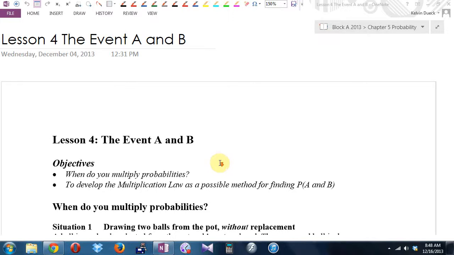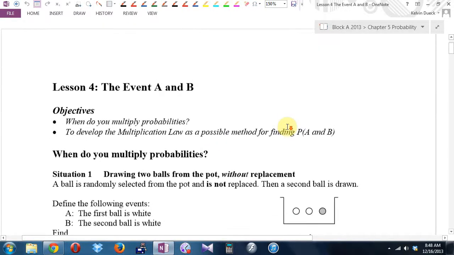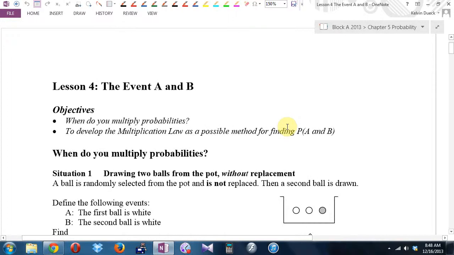Justin, can you read me the title? It says Lesson 4, the event A and B. So last day we talked about or. What if you wanted to find the probability of one thing or the other happening? Today we're going to say, what if you want the probability of and? What if you want to find out what are the odds of them both happening, either at the same time, or if it's separate events, one after the other.